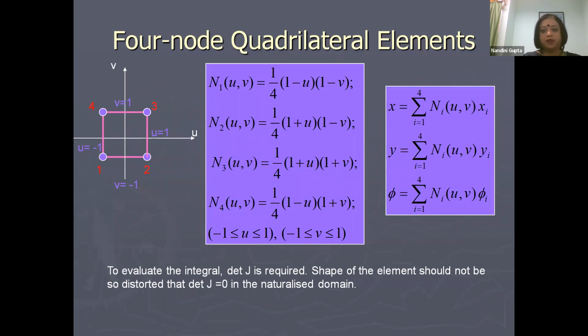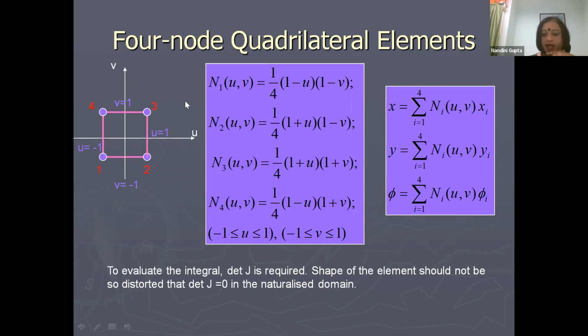So this is where we stopped in the previous class. We talked about four-noded quadrilateral elements. We have previously talked about three-noded elements. And we have seen how to obtain the stiffness matrix in terms of N1, N2, N3, N4 as functions of U and V, and to evaluate the integral, which is needed for the stiffness matrix, using the Gauss quadrature method.